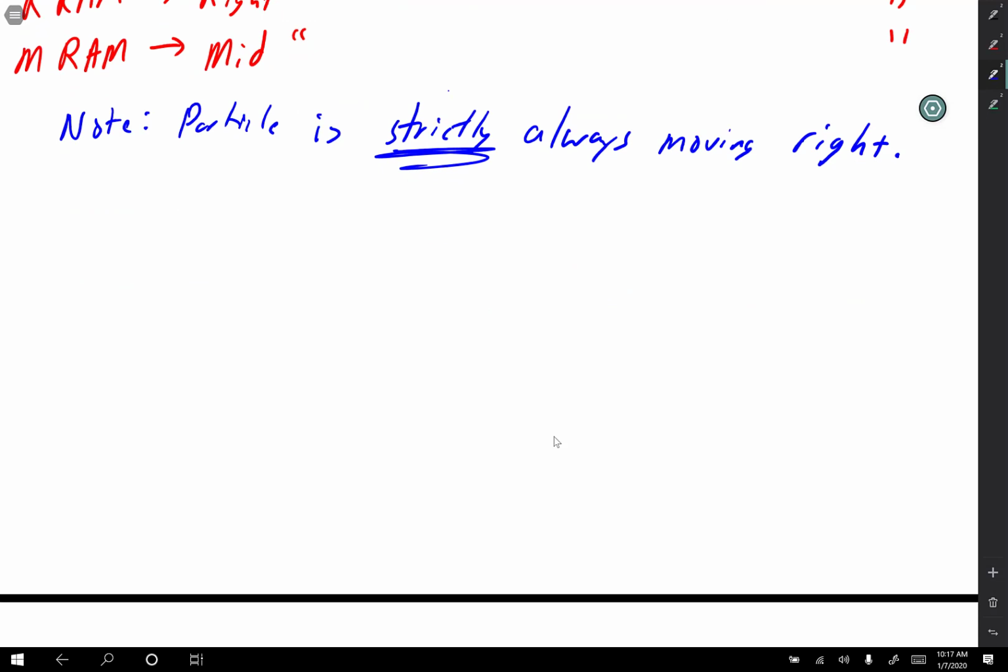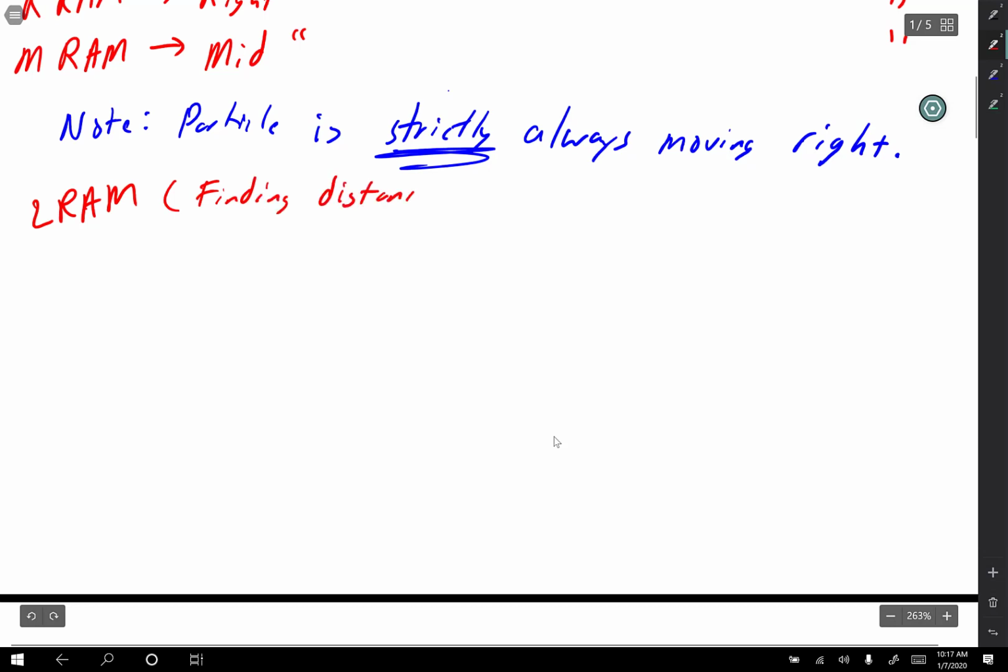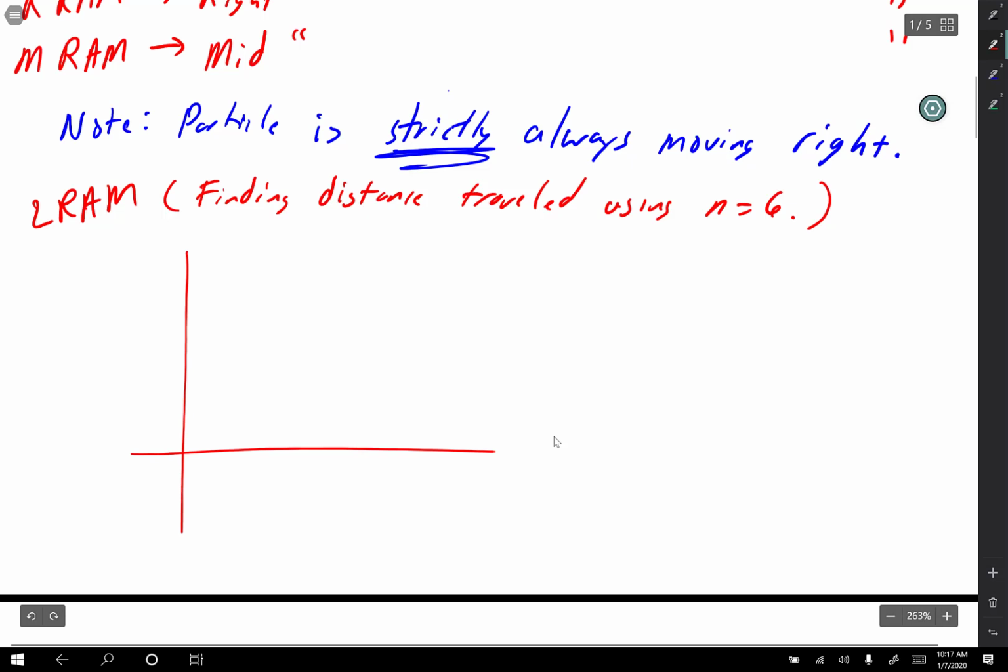So here we go. I'm going to use LRAM first. So I'm going to say LRAM, and I'm going to put finding distance traveled using n equals 6. I'm going to draw as best as I can. This is my velocity. This is my time. I'm going to draw t squared.